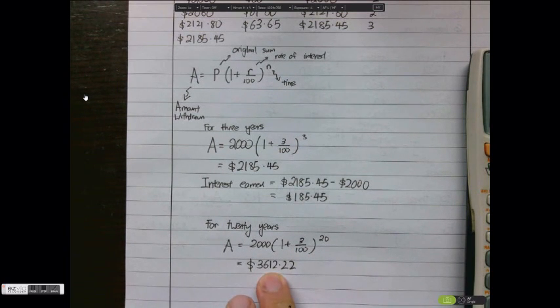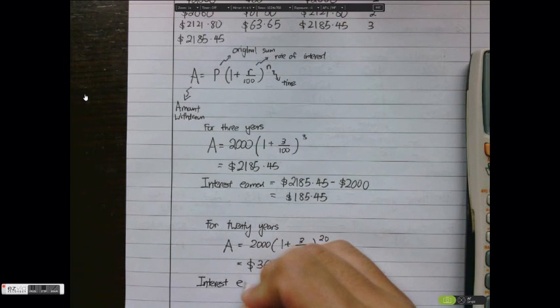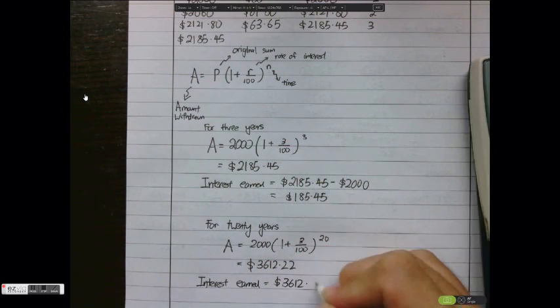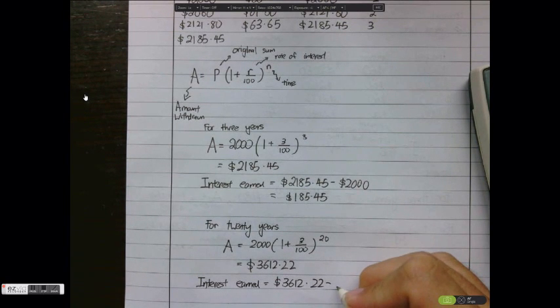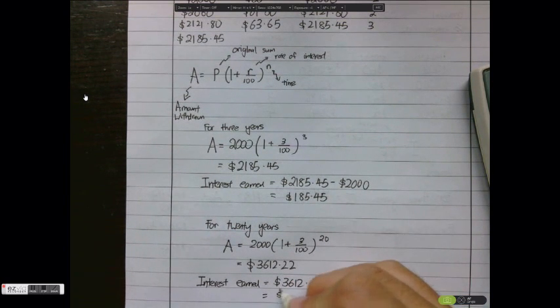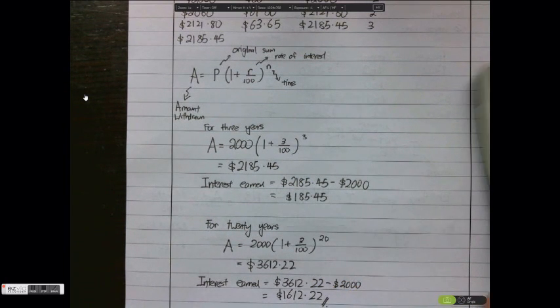This amount is inclusive of the interest as well. So if I want to get solely how much interest I have earned, what I must do is take my amount withdrawn minus my original principal that I put in at the 0th year, and I will earn 1612.22. Can? And that will conclude my discussion on compound interest.